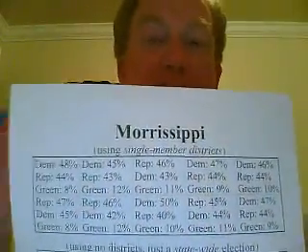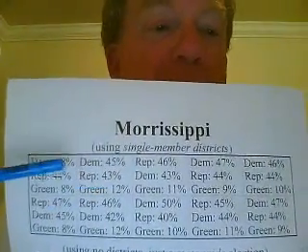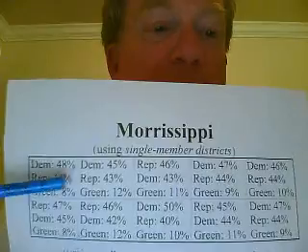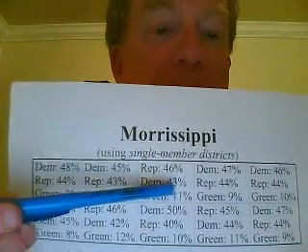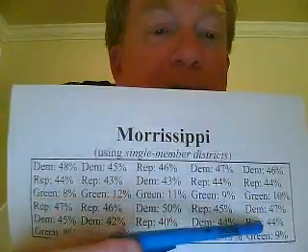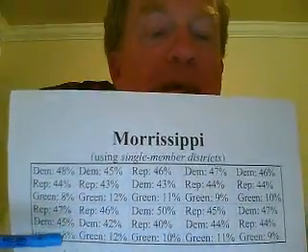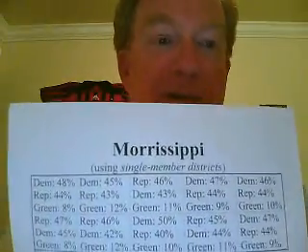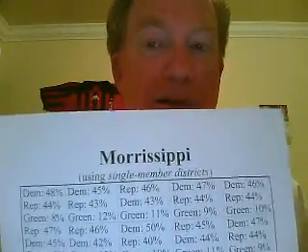So, using the plurality system, who wins in that district? Democrat. In that district, the Democrat. In that district, the Republican. Democrat, Democrat, Democrat, Republican, Democrat, Republican, Republican. Remember, the plurality system is, as long as you get more votes than somebody else, the election's over, top guy wins.